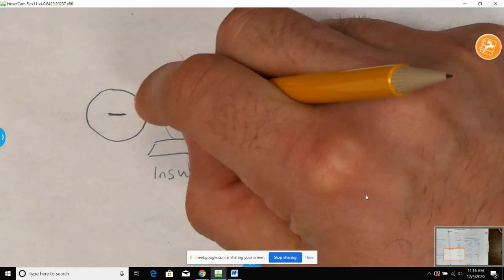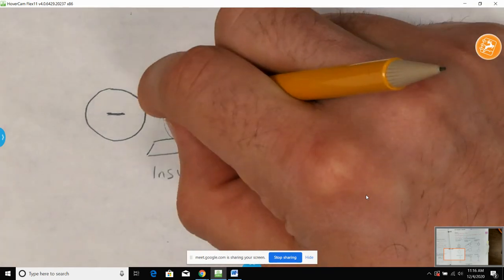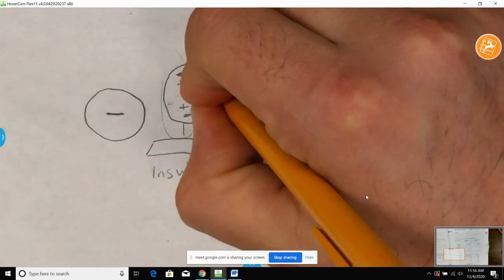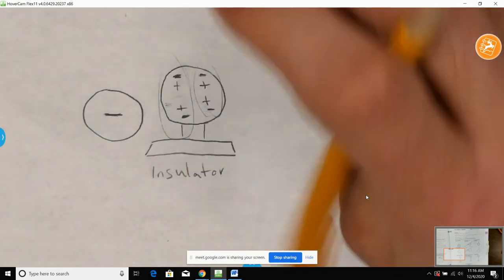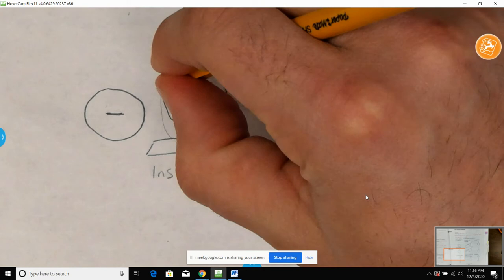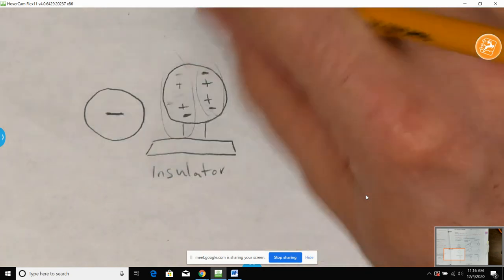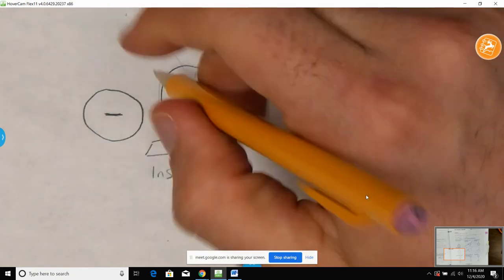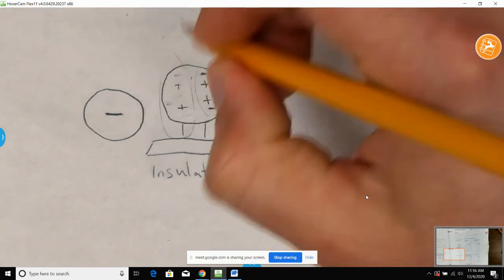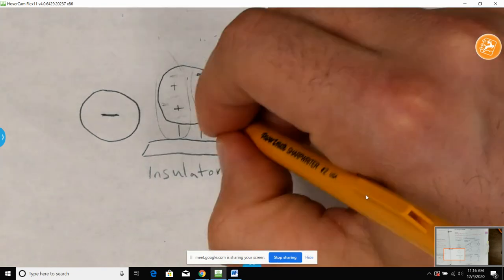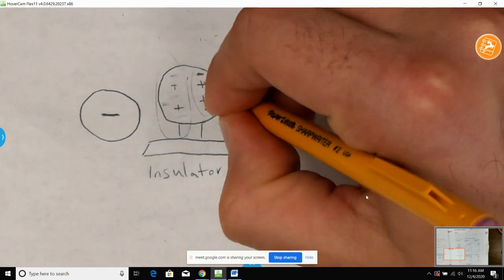So these guys would actually be repelled, these two over here, and would wind up going farther away, making this side overall negatively charged.